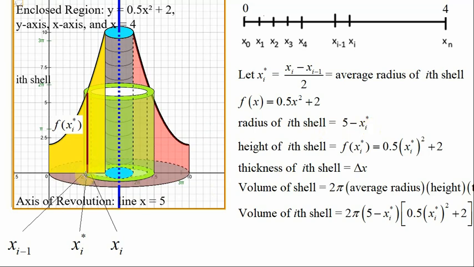And then the height of this shell will be the distance from the x-axis up to the graph. Right here, this is x sub i star, and therefore this point right here would be f of x sub i star. So f of x sub i star will be the height of this shell. But f of x is 0.5 x squared plus 2, and so f of x sub i star will be 0.5 x sub i star squared plus 2.